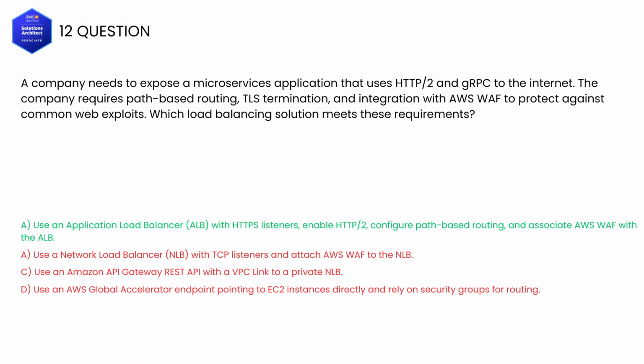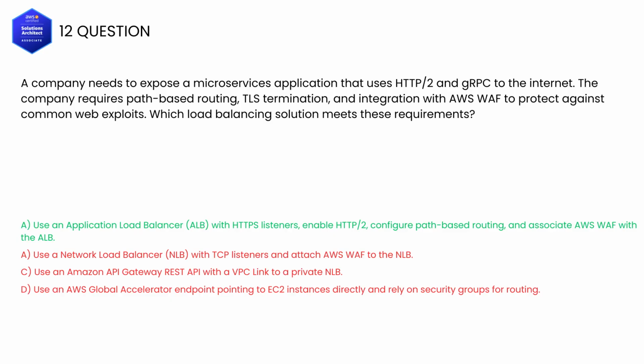And the correct answer is A. Application Load Balancer supports layer 7 routing features like path-based routing and integrates cleanly with AWS WAF. It also supports TLS termination and can handle HTTP version 2 or gRPC patterns commonly tested in architecture scenarios.